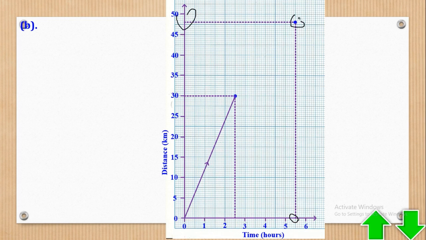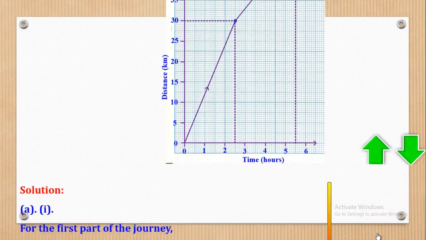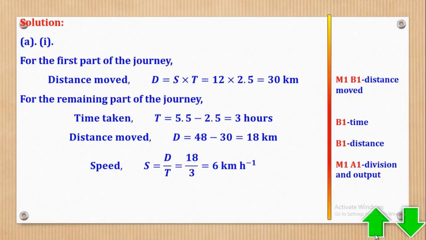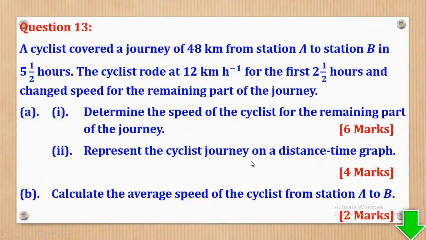Now what we are going to do, we are going to join this point to this point to get the second part of the journey, but it has to be done using a ruler. So let's do that. So that is the second part of the journey. So you have managed to represent what was given in a graph. So if you go back to the question, represent the cyclist journey on a distance time graph, that is done. Now we shall go to part B.